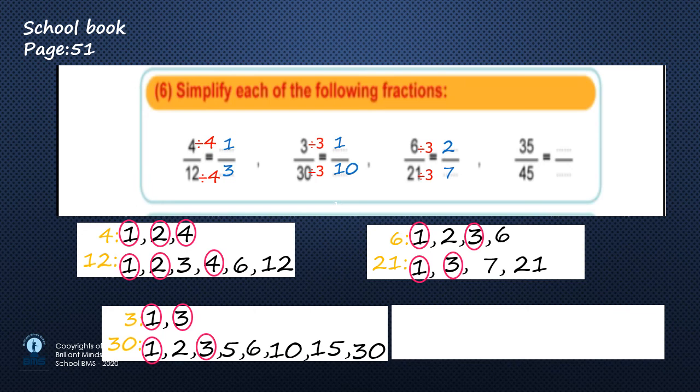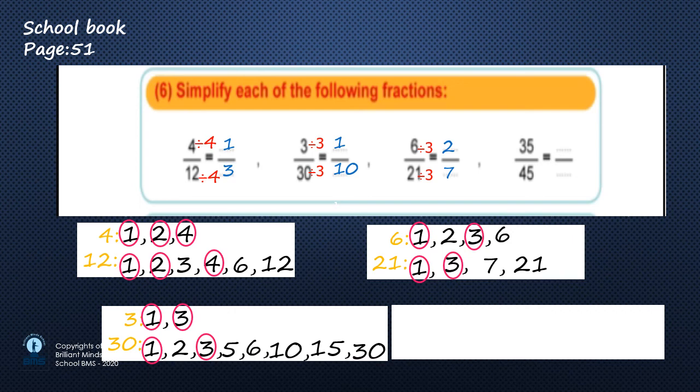Let's go to the last fraction. 35 over 45. Can we find 35 and 45 in one table? Yes, in table 5. So we're going to divide up and down by 5. 35 divided by 5 equals 7. 45 divided by 5 equals 9.